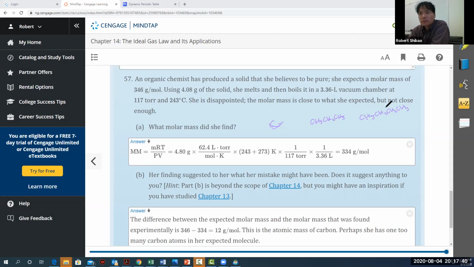A CH2 group is called a methylene. And so if we just keep adding methylene CH2 groups, we can build bigger chains. We just insert them between the ends. The ends are CH3.